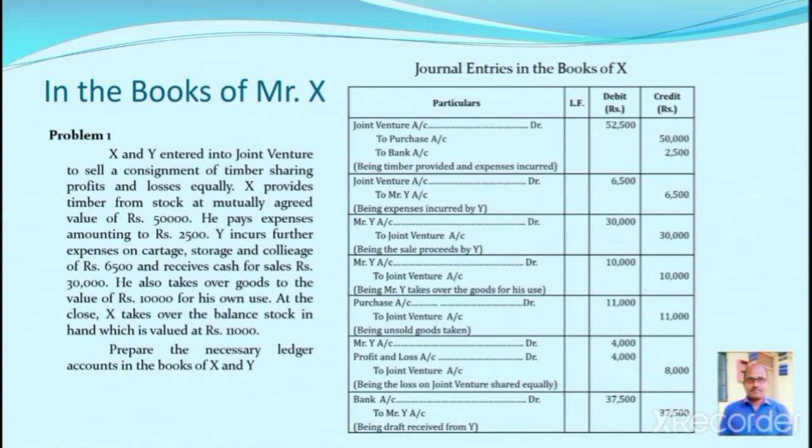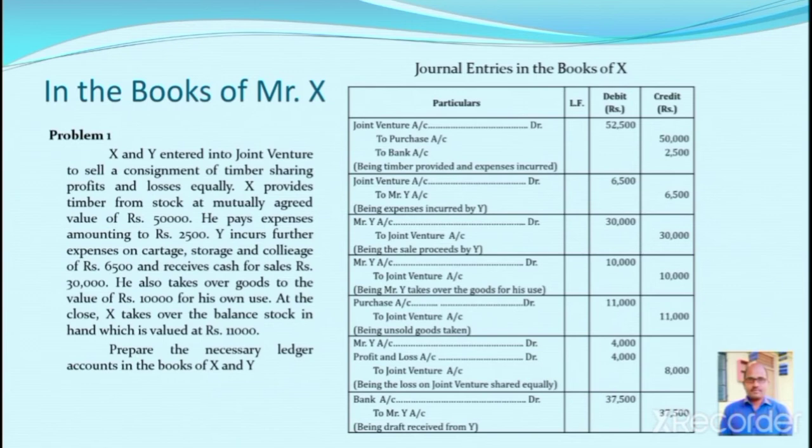So this is for the expenses incurred by Mr. X. Next transaction is the entry for expenses incurred by Y. Joint venture account debit to Mr. Y account, 6,500. Next entry is for the sales proceeds by Mr. Y. Mr. Y account debit to joint venture account, that is 30,000. Next entry is for the goods taken over by Mr. Y. The journal entry is Mr. Y account debit to joint venture account, 10,000.